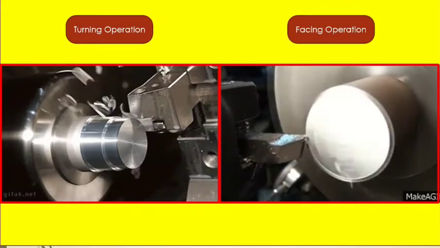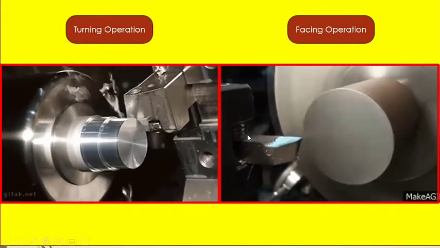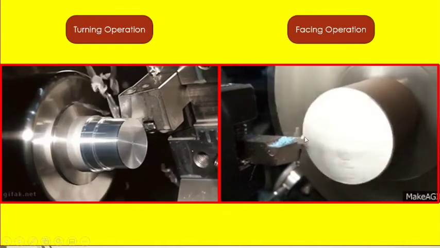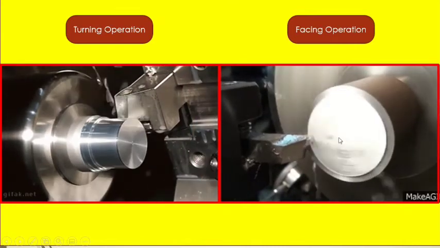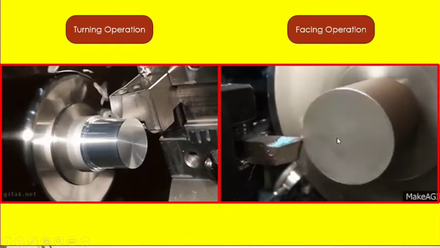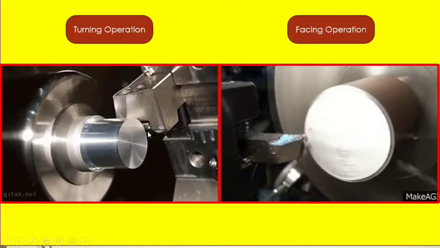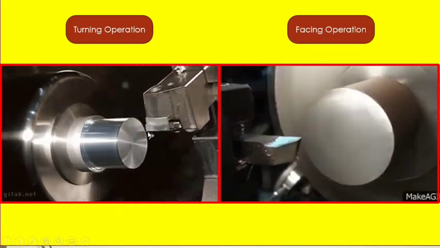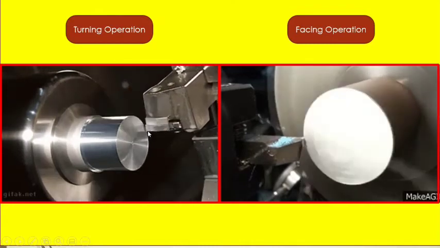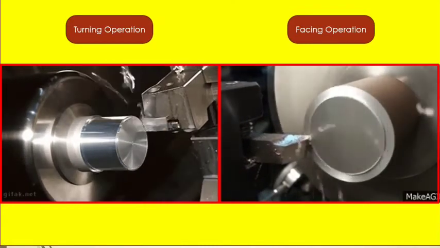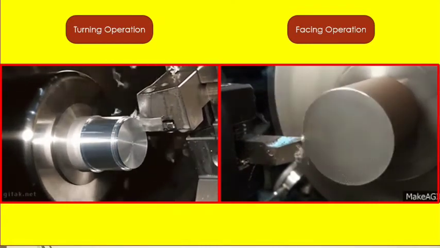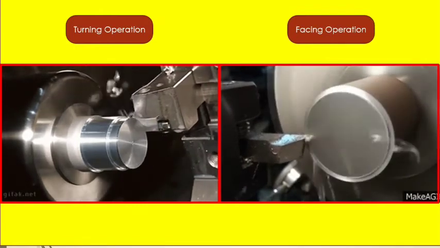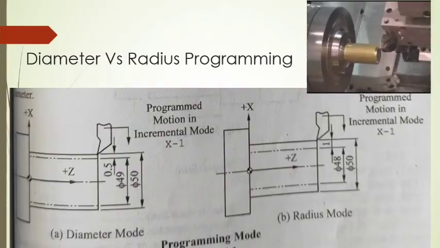In facing operation, the tool moves only in X direction, which is perpendicular to the Z or axis of rotation. Whereas in turning operation, tool moves in Z as well as X direction. This work positioning system helps in writing the part program for CNC lathe. While writing part program for CNC lathe, there are two different approaches.